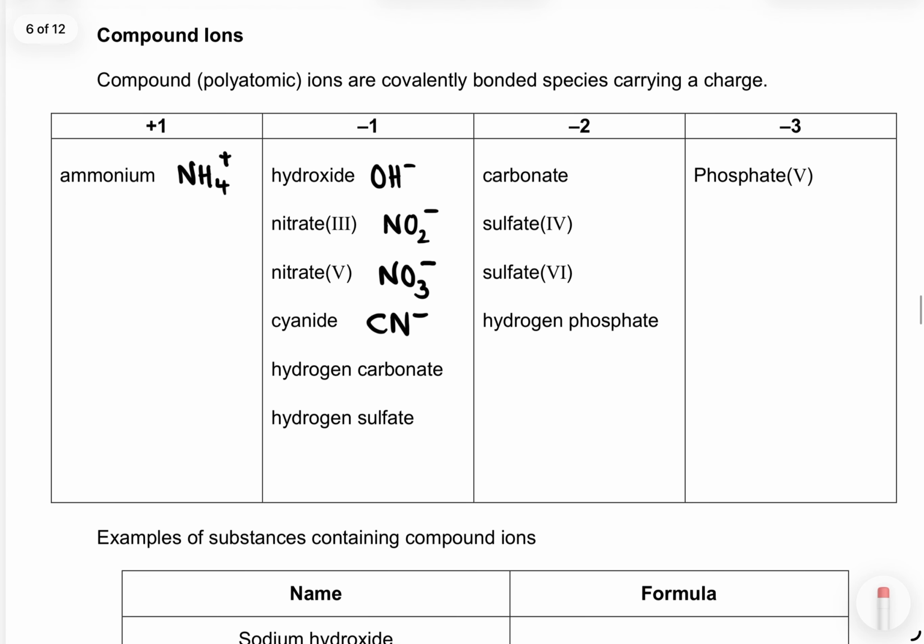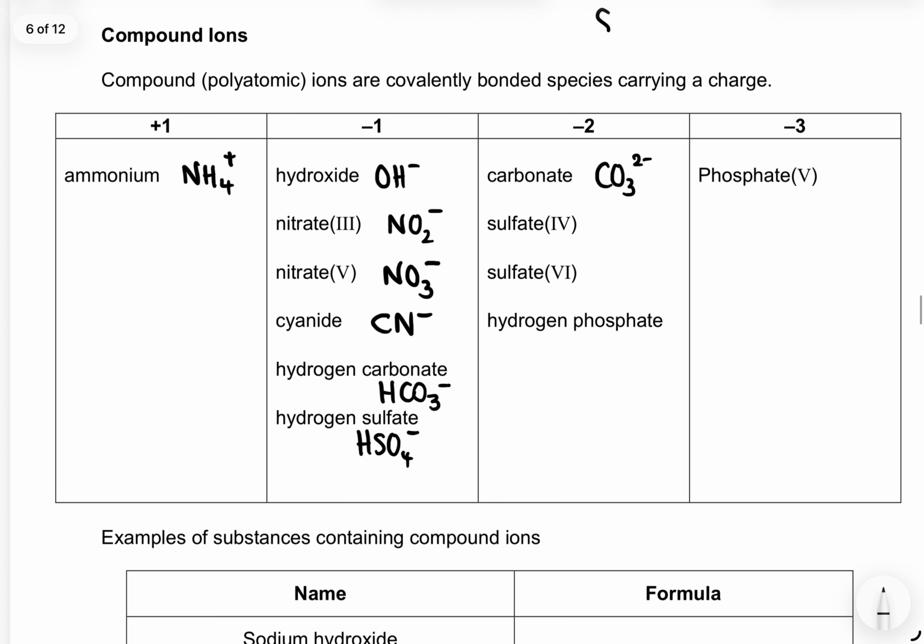We will come back to the cyanide ion when we study covalent bonding, and you will see the structure more clearly. Hydrogen carbonate is the HCO3- ion, and hydrogen sulfate is the HSO4- ion. Carbonate is a CO3 2- ion.